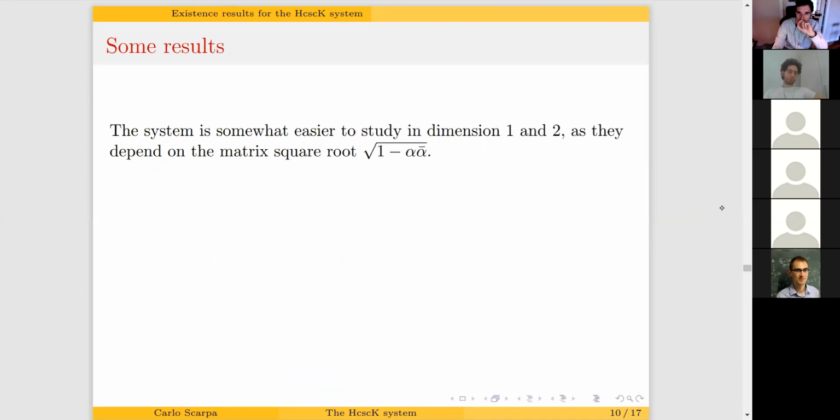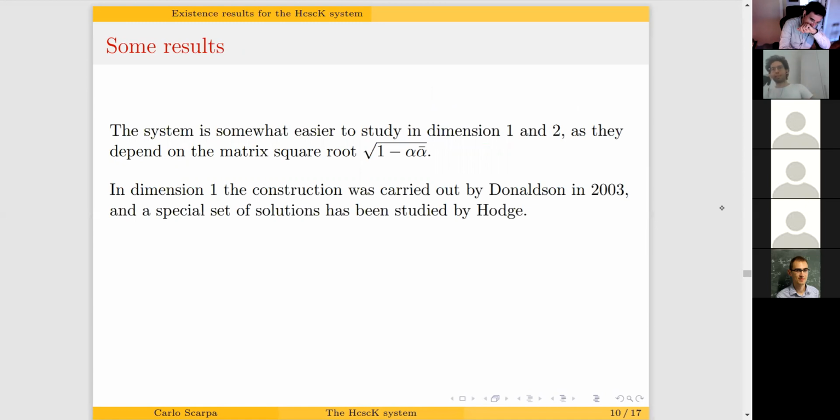Now, since to study the system we have to compute this matrix square root, the equations in general are quite difficult to study. In dimension 1 and 2, this can be done quite easily. In fact, in dimension 1, this has been done by Donaldson, as I already mentioned, in 2003. For dimension 2, we have some first results that I'm going to talk about in a few minutes. So let's see what happens in dimension 1.